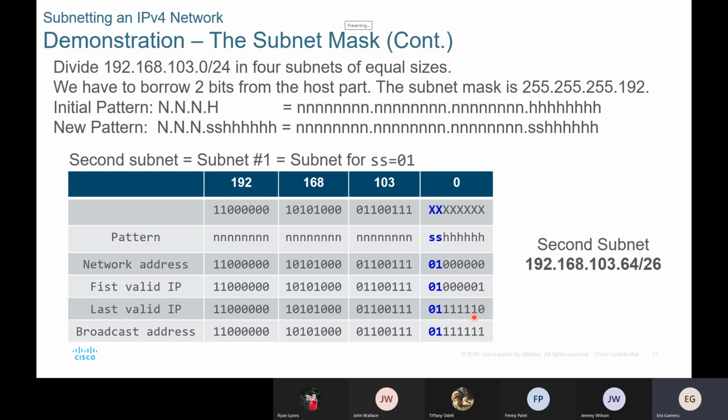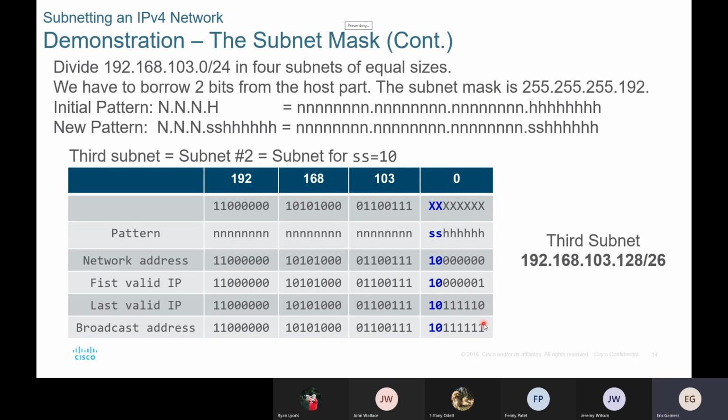And the last valid IP address, how do we get it? We change all the host bits to 1 except the very last one. So if I change the 6 host bits to 1 except the very last one, I will get this number, and this number is 126. Is it okay? So you can do the same thing for the third network.